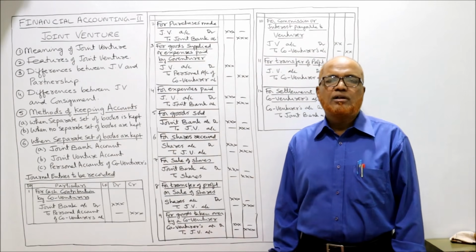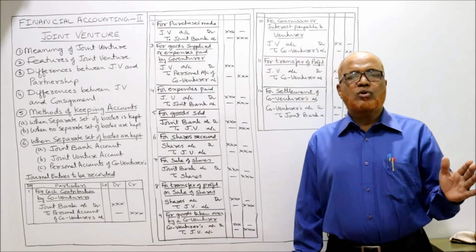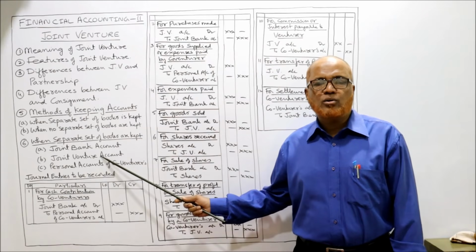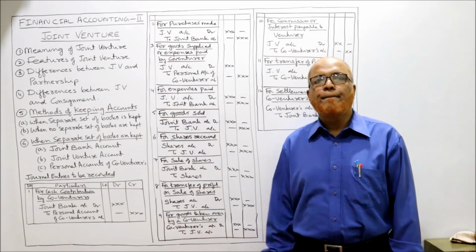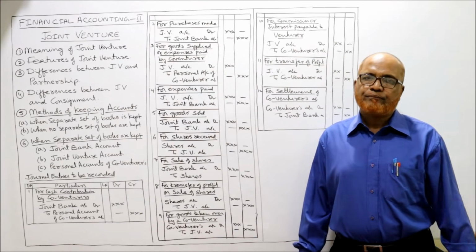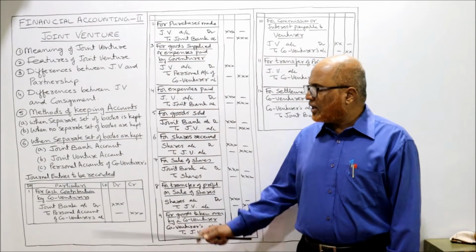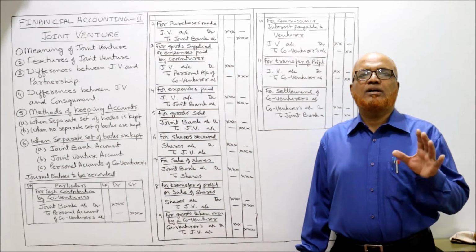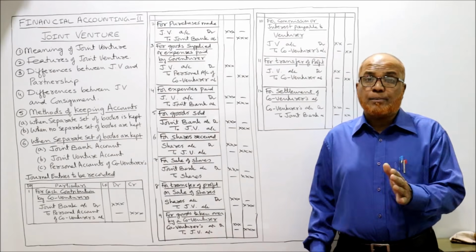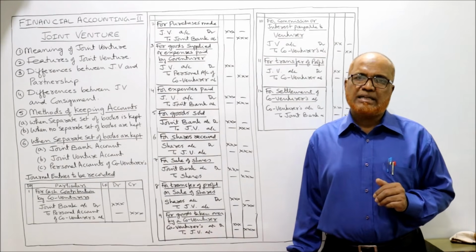So when separate set of books are maintained, these 3 accounts are normally opened: joint bank account, joint venture account, and personal account of the co-venturer. Now journal entries to be recorded. Now you must be acquainted with the entries to be recorded when separate set of books are maintained.